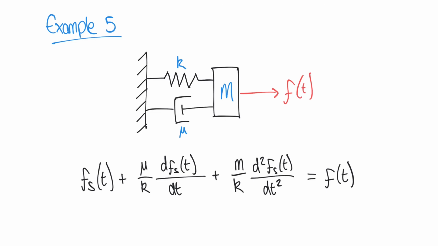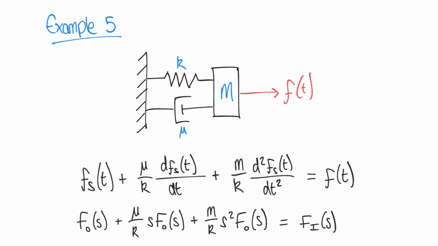And very similar to our previous example, the RLC circuit, we're going to see something that looks like this. We've got FO of s. Remember that force on the spring is the output force, so that's FO of s in the s domain, plus mu over k s FO of s plus m over k s squared FO of s is equal to Fi, that input force, Fi of s on the right hand side there.